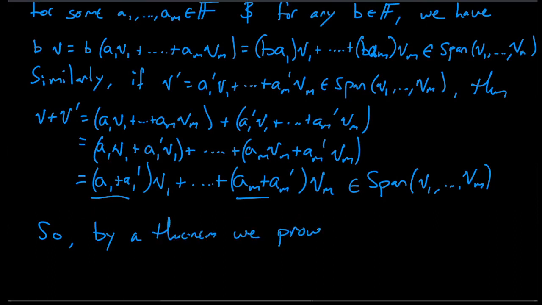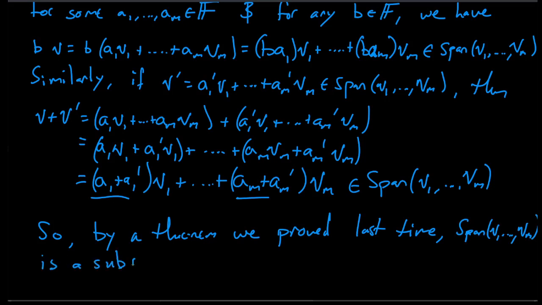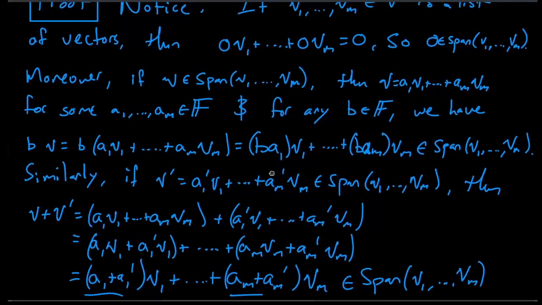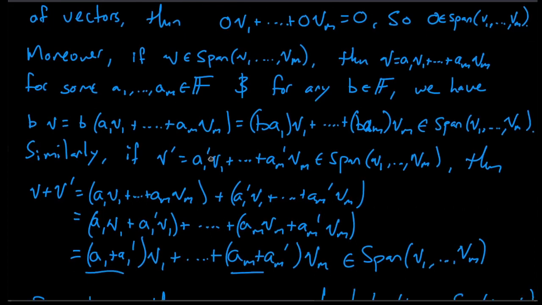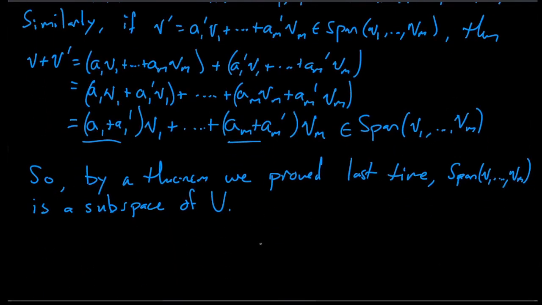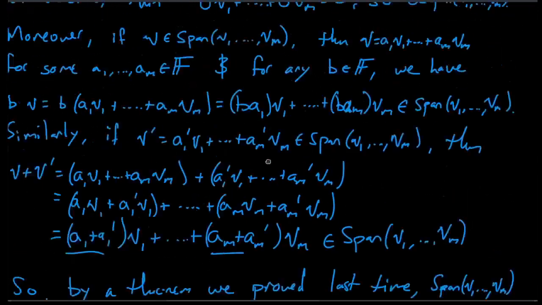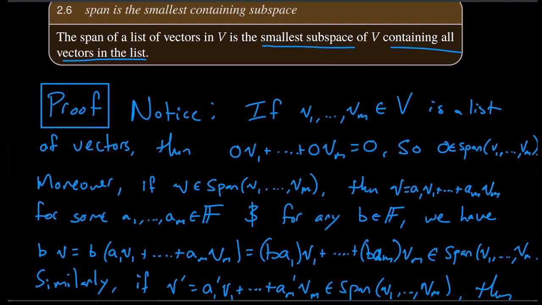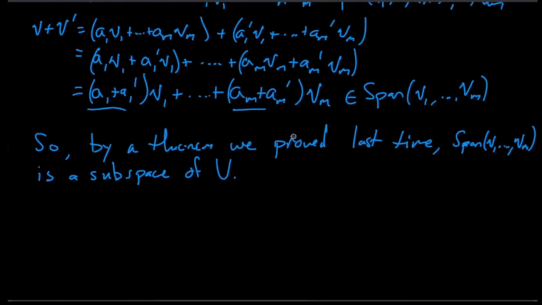So, by a theorem we proved last time, the span of v1 through vm is a subspace of V. That is, it's got the zero vector, it is closed under scaling, and it is closed under addition. So it is a subspace. Nice. We've got that down. We need to show that it's the smallest subspace and that it contains all the vectors in the list.